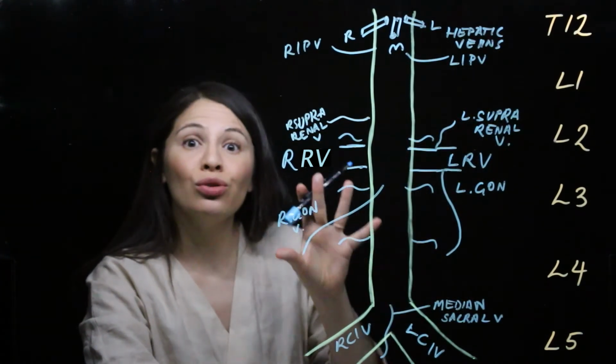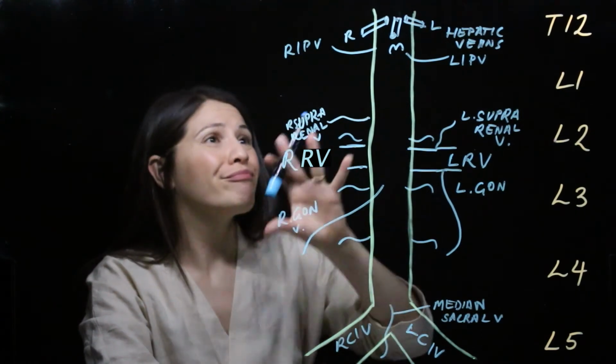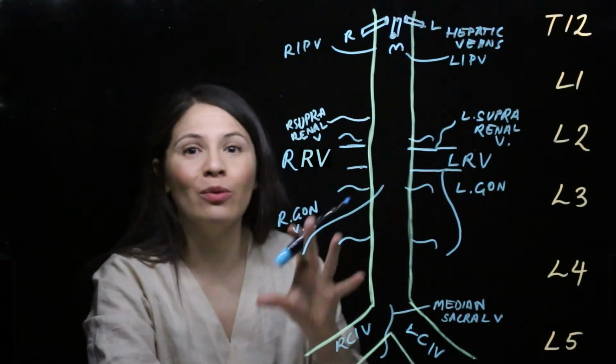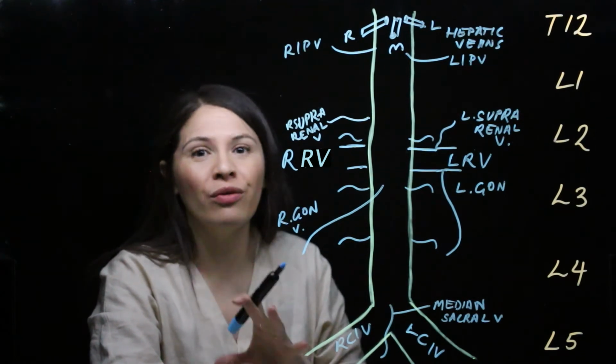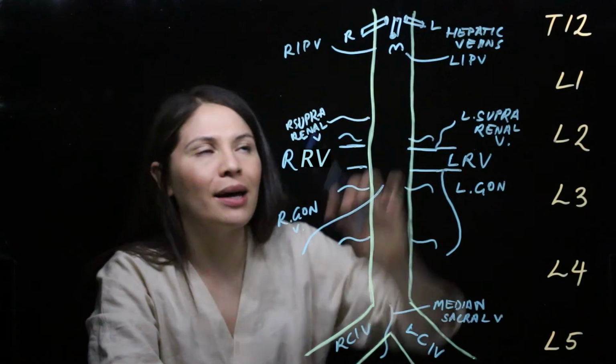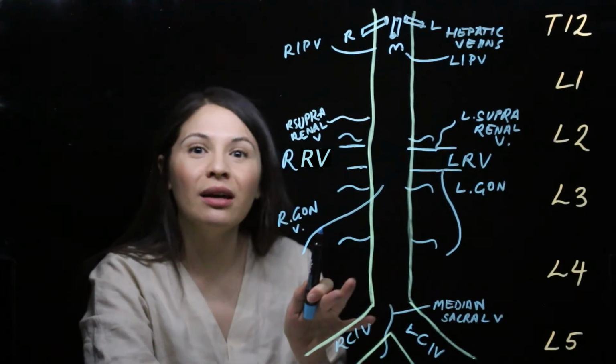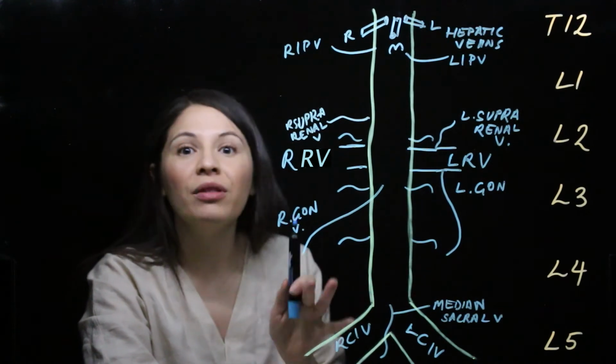Okay, so this is what is directly draining into the inferior vena cava. And as I mentioned before, it gets more complex when you talk about what drains into the portal vein, which goes into the liver, then eventually drains into hepatic veins to get back into the inferior vena cava. So in the next part of this video, I'm going to be talking about the tributaries of the portal vein.